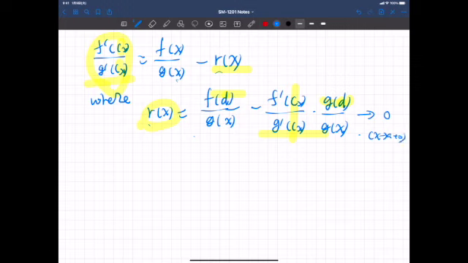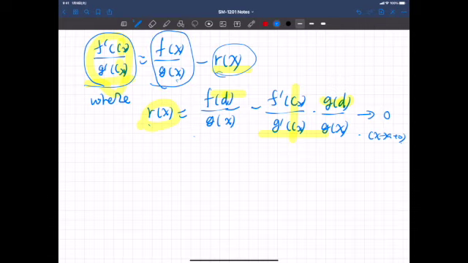So the left hand side converges to a finite value, and on the right hand side this r of x converges to 0. That means the remaining part, f of x over g of x, should converge to the same value as the left hand side. So let's formally state these facts.